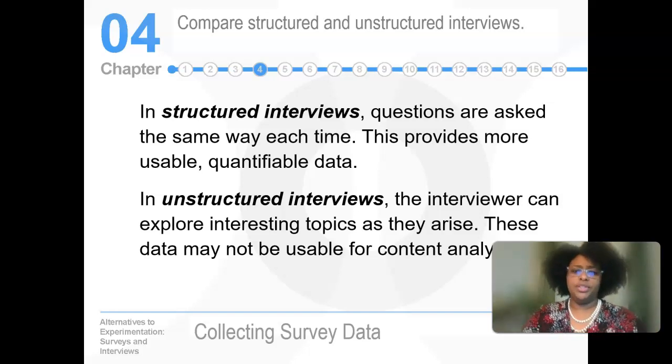Whereas with unstructured interviews, you kind of allow the interview to take its own pace. You might ask one question, but there's not necessarily going to be a specific follow up question. That question can lead into another question based on how the participant answered the previous question. So the interviewer can explore interesting topics as they arise, and then you can take that information and use it for content analysis.